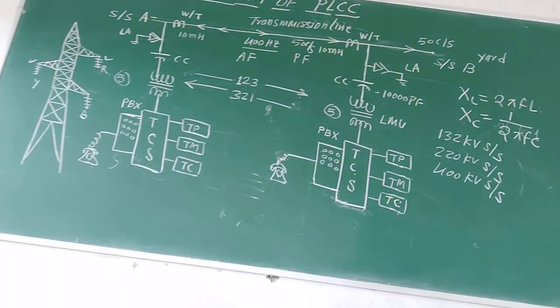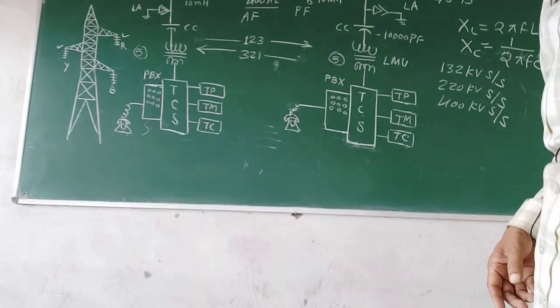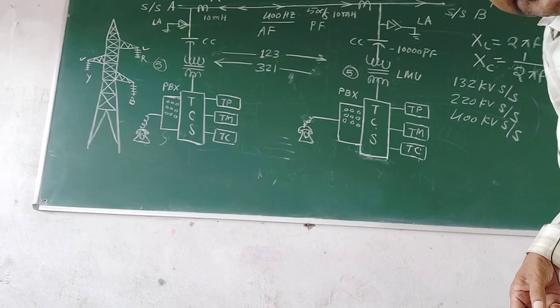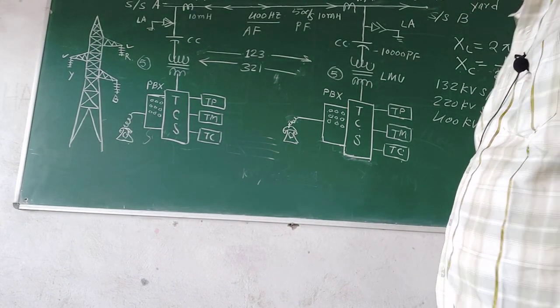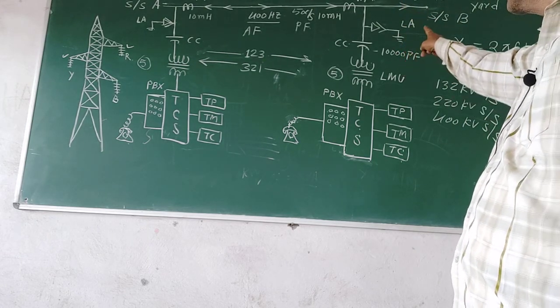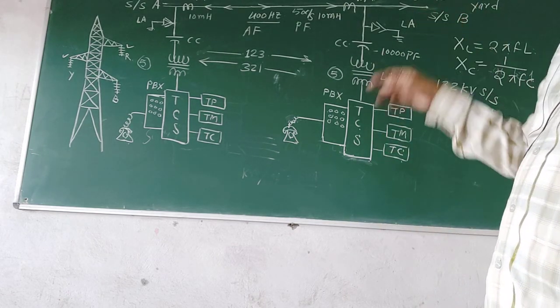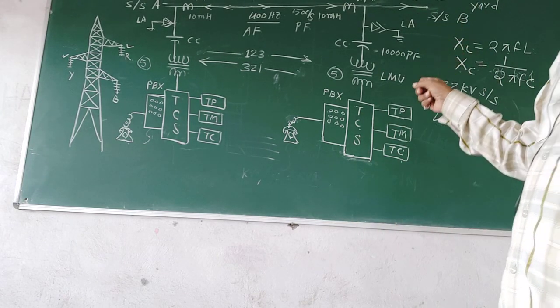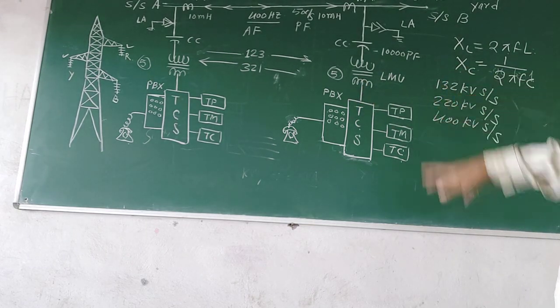So here you see that there is a tower on which any two phases we have taken for this, and from that we will communicate. So: lightning arrestor, coupling capacitor, line matching unit, TCS, PBX, teleprotection, telemeter, telecontrol.